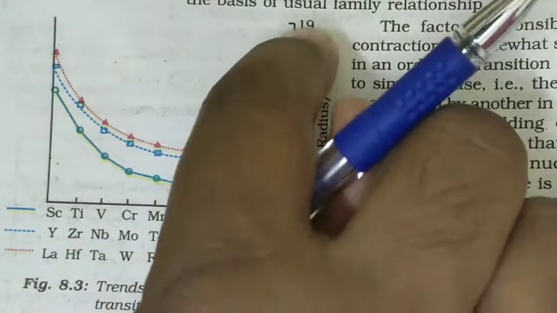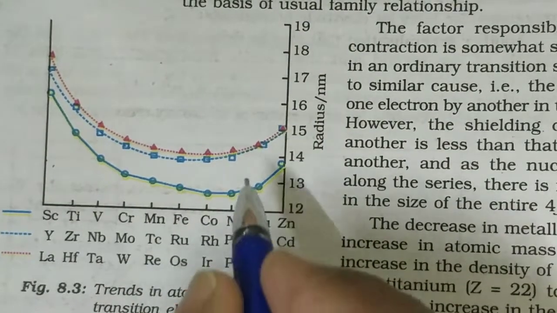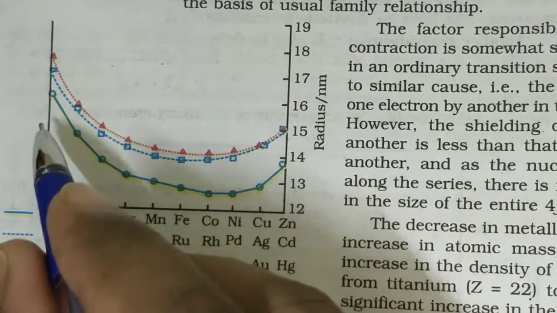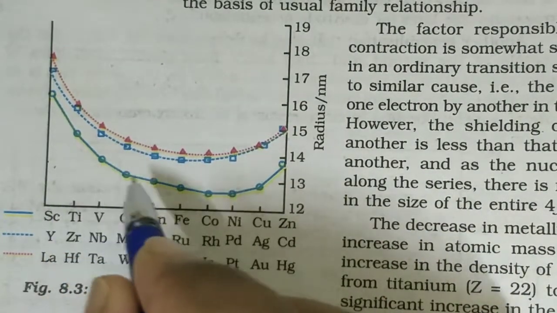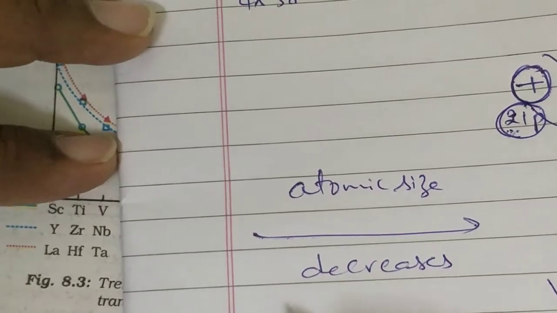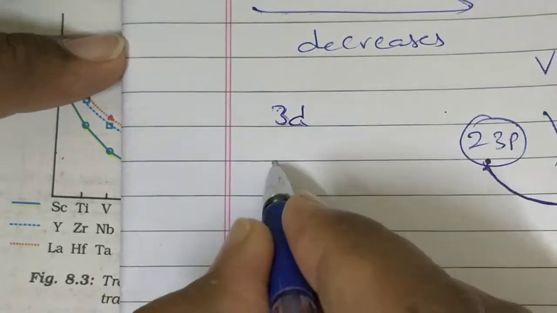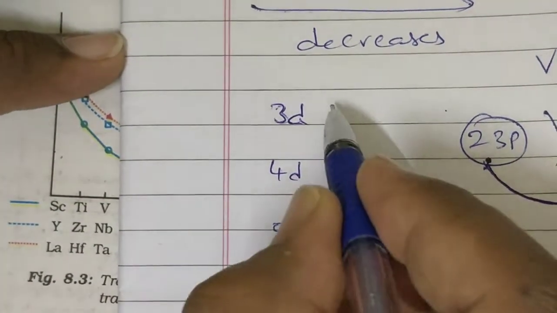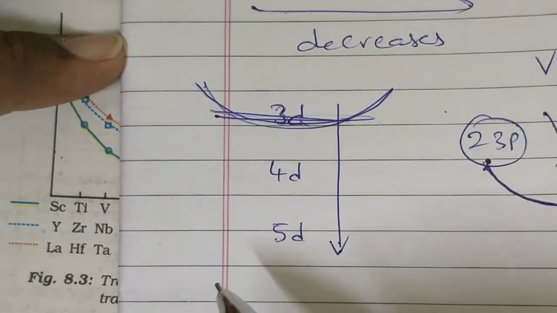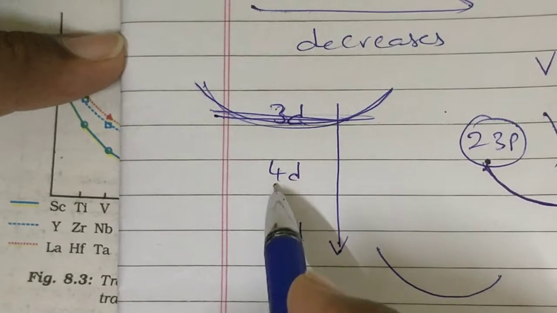Like this, radius is increasing. If you observe this green line, it is below. That means these green line elements have lower atomic size. That is the 3D transition series. See, first the 3D series, next the 4D series, next 5D. Top to bottom, these elements are all in one range like this. Lowest here. Next, 4D.